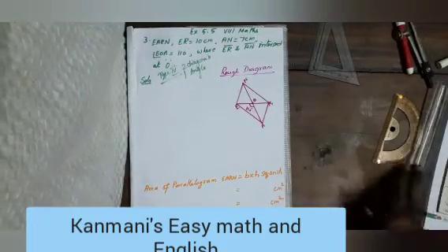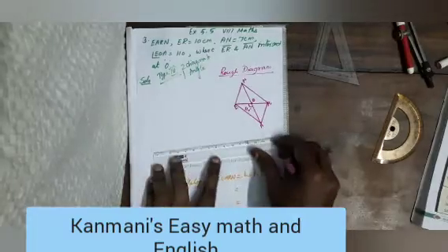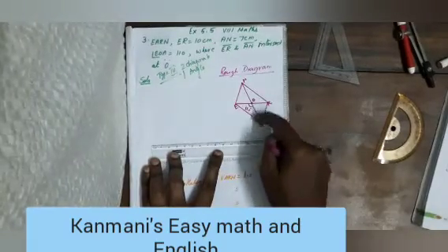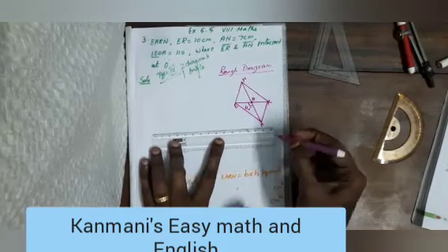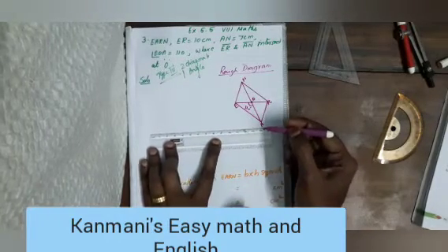So let us move on to the fair diagram. Here ER and AN are the diagonals. They meet at the point O. First, ER is equal to 10 centimeter.